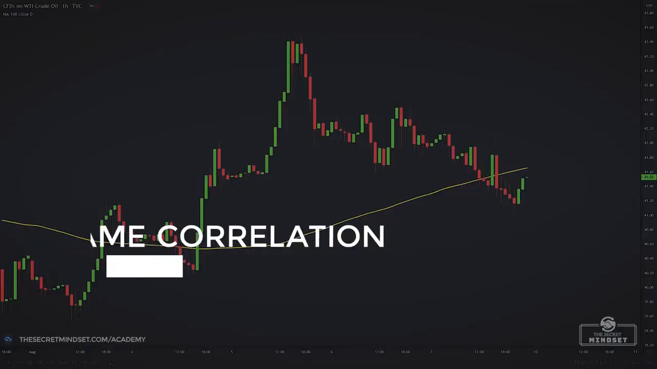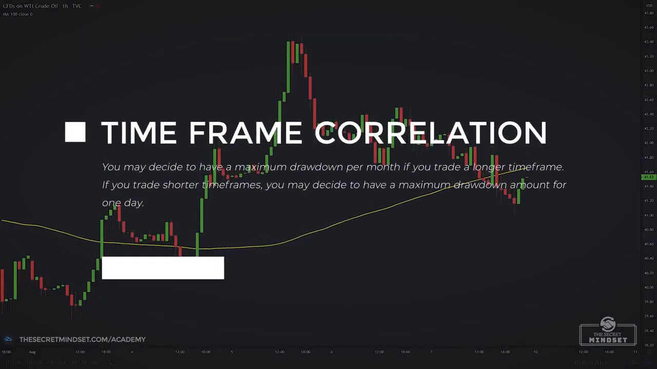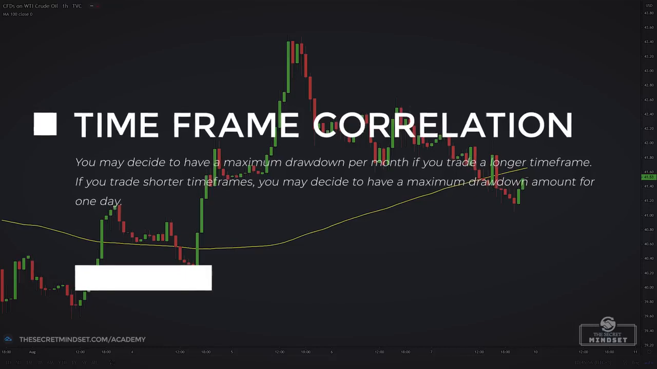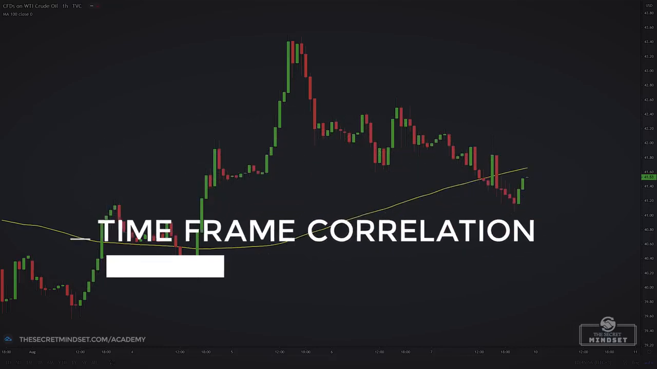How you decide to apply the maximum drawdown rule may depend on the time frame you decide to trade. You may decide to have a maximum drawdown per month if you trade a longer time frame. If you trade shorter time frames, you may decide to have a maximum drawdown amount for one day. It's up to you to decide.